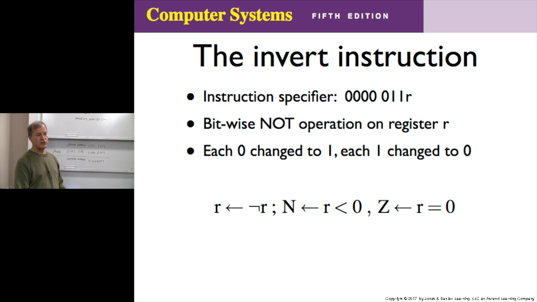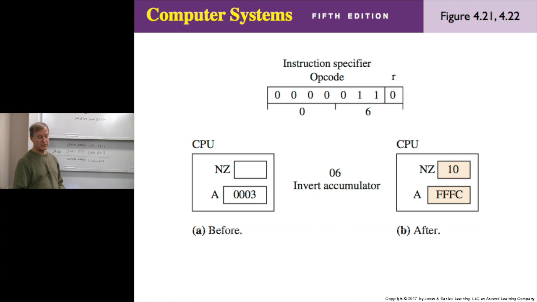Now, invert is unary, because when you flip all the bits of a quantity, there's only one quantity involved. So this is an example of a unary instruction, so it's only one byte. There is no operand specifier. So there's only an instruction, there's only a register R field. So what will this invert? It will invert which register, either what or what in the CPU? The register R field? The index register or the accumulator. So do you see how this instruction works? If beforehand the accumulator is 0003 in hex, and you flip all the bits, then after the instruction it's FFFC.